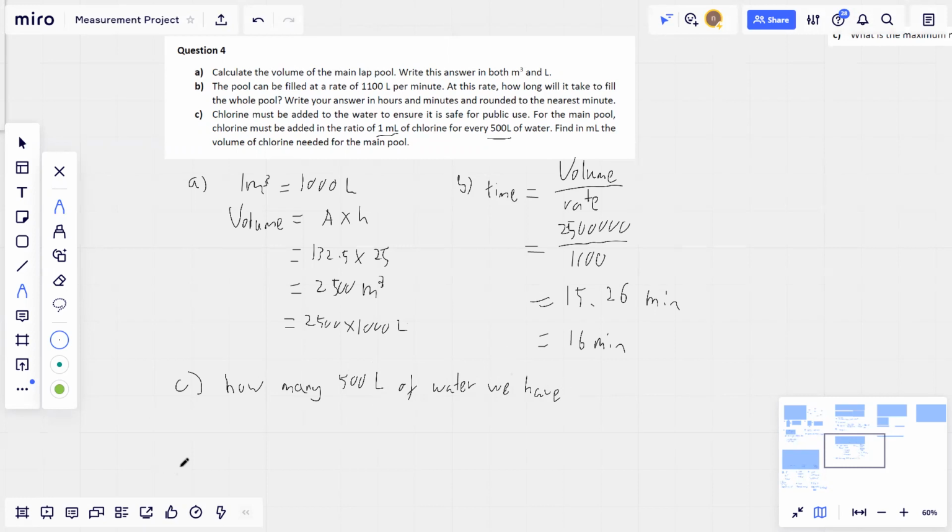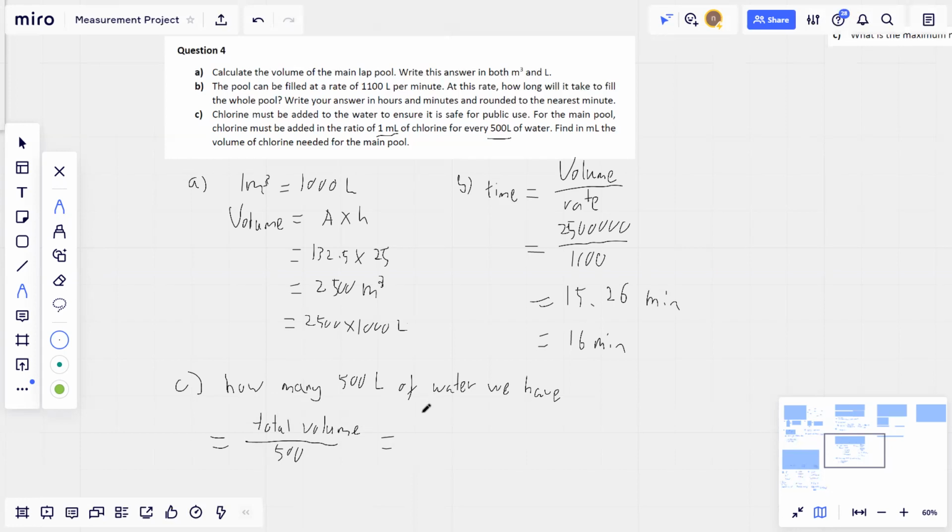So how do we do the calculation? We use the total volume. Total volume of water in the pool divided by 500. So you can do the calculation.